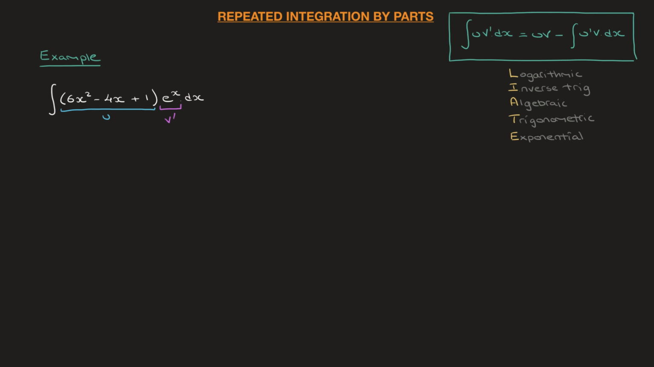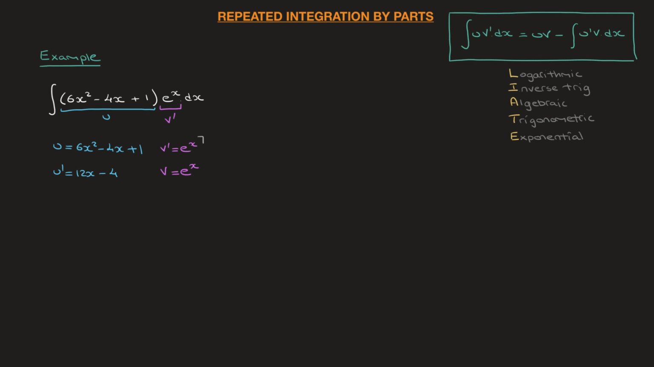Okay, so with those two results in mind, if I quickly copy that, u is equal to 6x squared minus 4x plus 1, and therefore u dash will equal 12x minus 4. And since v dash is equal to e of x, well, v will just equal e of x as well. Remember, we ignore any constant of integration as we go from v dash to v.